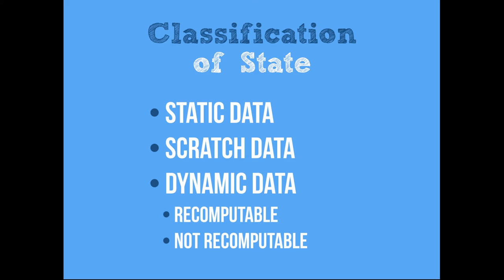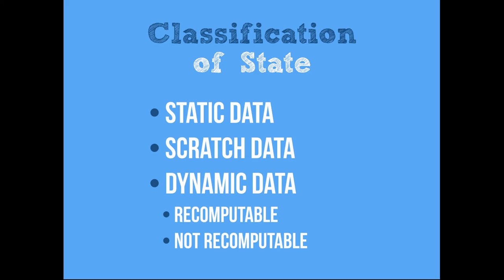There are probably many ways of doing it, but the way I tend to look at it is that you have three types of state. You have static data, static state. That's stuff like what you read from config files that does not change, the state that's always available to you. You can always get it. Then we have scratch data. That's temporary data used in computations and so on. It's important while you're doing the computation, while you're using it, but you can throw it away afterwards when you have the result. And then you have dynamic data.